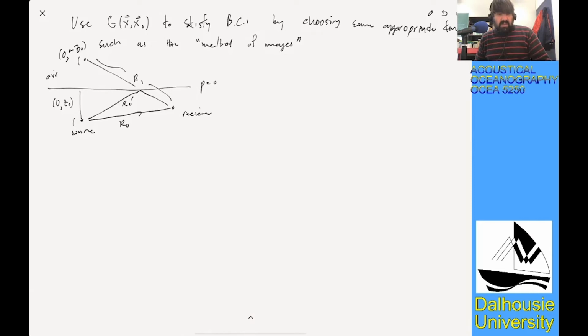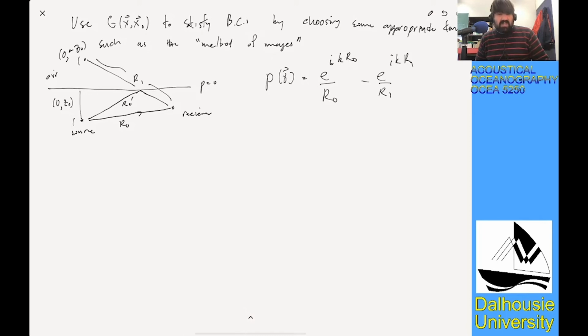So what does our pressure field look like? Well, now it's going to be e to the i k R naught over R naught minus e to the i k R1 over R1. So that takes care of these two paths, right? And so the image source represents the reflected path with the sign flipped, and it satisfies that boundary condition.